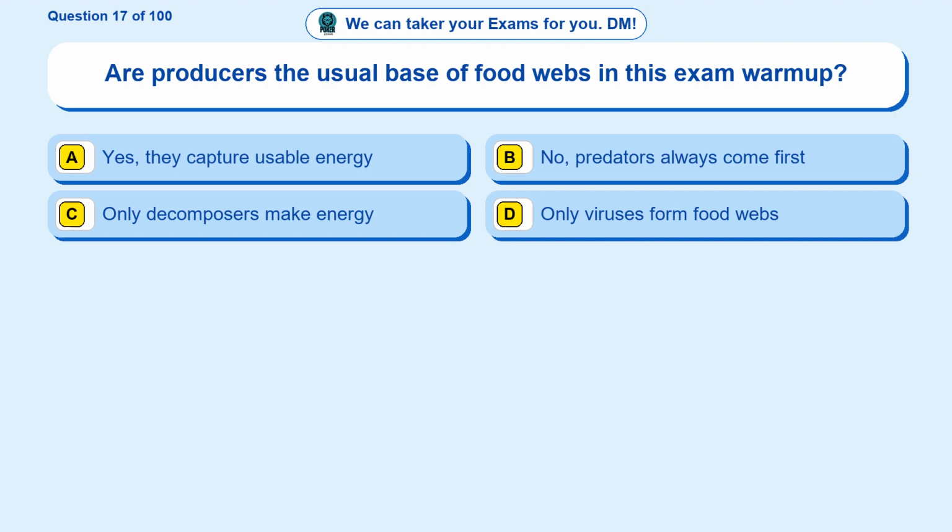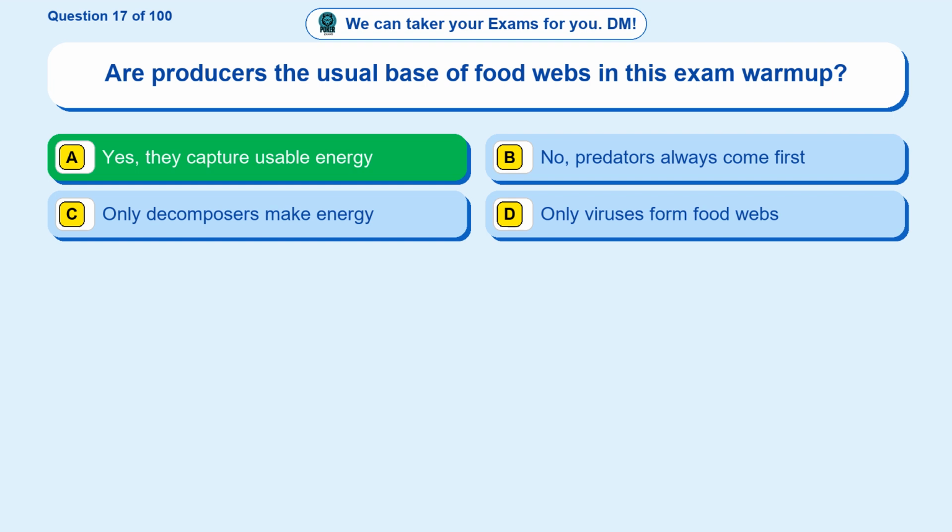Question 17. Are producers the usual base of food webs in this exam warm-up? Option A. Yes, they capture usable energy. Option B. No, predators always come first. Option C. Only decomposers make energy. Option D. Only viruses form food webs.